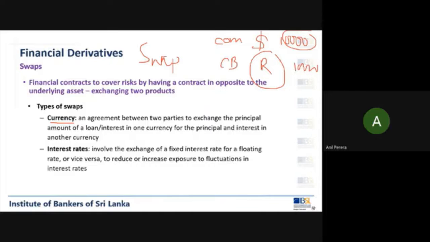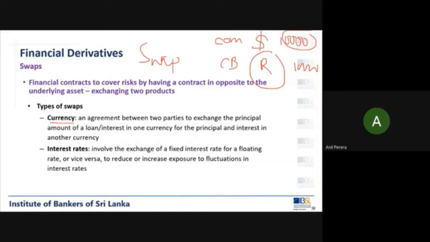Okay, and the second type is interest rate swaps. There you exchange a fixed interest rate for a floating rate. Why? To reduce the exposure to fluctuations in interest rates. Now, in the previous currency swaps, you are mitigating the exchange rate risk. In an interest rate swap, you are mitigating the interest rate risk. Now, why is it needed?